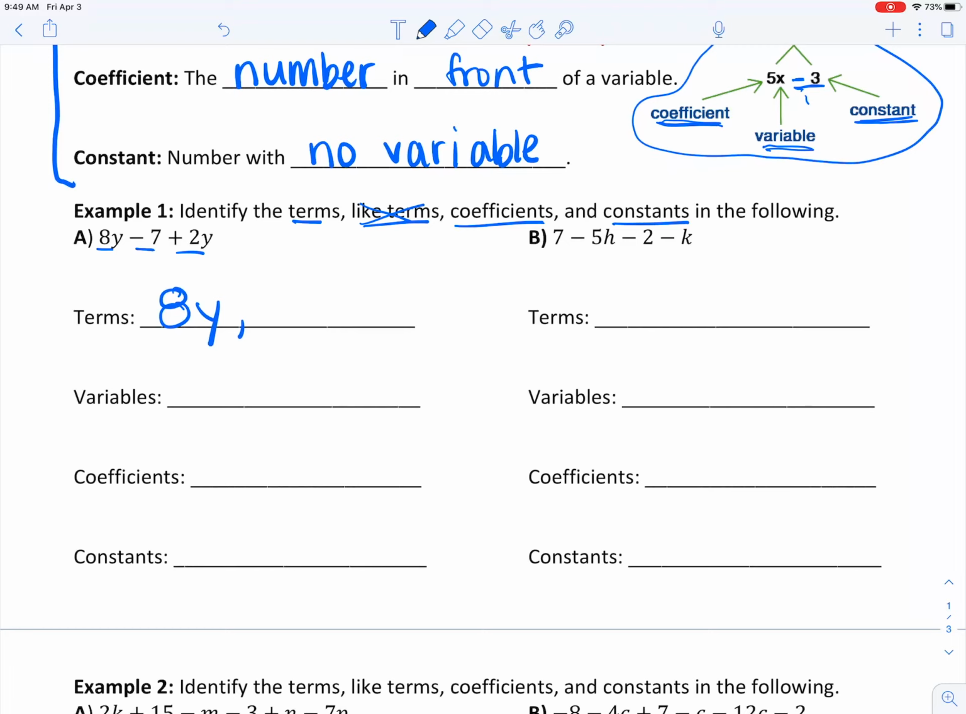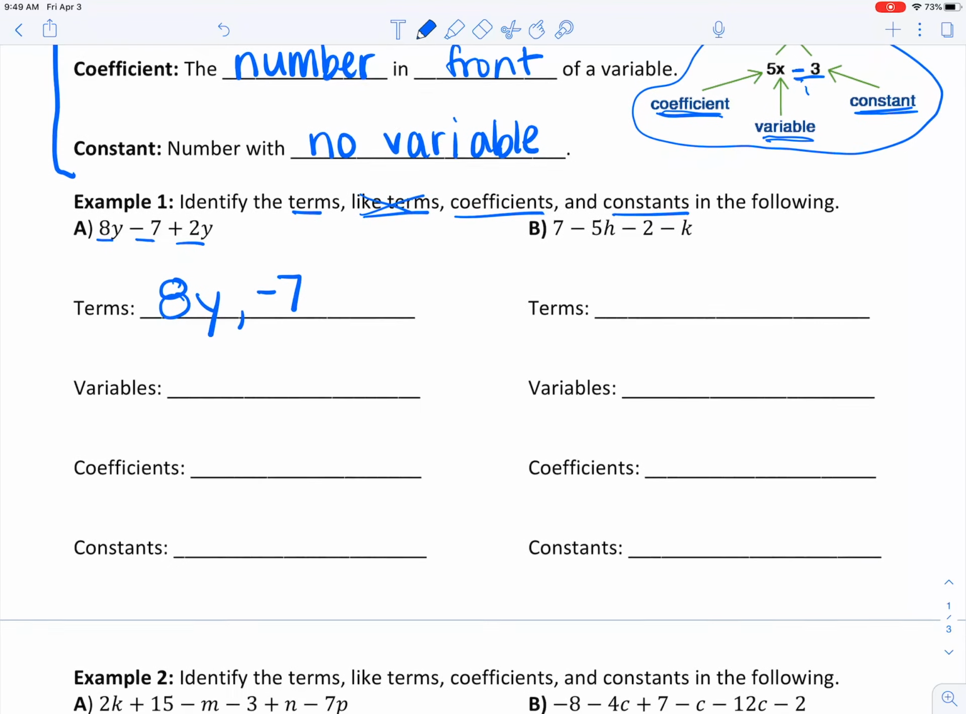So we have 8y, then I'm going to do a comma. We have, do you see how it's a minus 7? That means we're going to write down -7. And then we're going to write a comma. And then the next one is, I see that it's a plus 2y, but if I see a plus, I can just not write the plus and assume that it's positive. So this 2y is a positive. So I'm literally just writing down exactly what I saw and putting a comma right in between them.